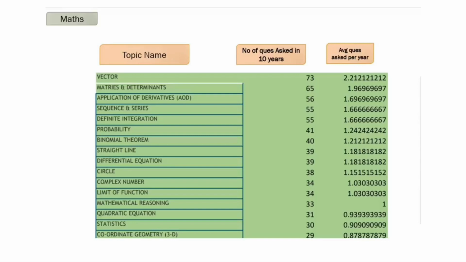matrices and determinants, 65 questions, application of derivatives, sequences and series, definite integration, probability, binomial theorem, straight line, differential equation, circle, complex number, limit of function, mathematical reasoning, quadratic equation, statistics, coordinate geometry. Among these, the easiest chapters are coordinate geometry, which is 3D, mathematical reasoning, statistics, and also probability. These are all the chapters in the green zone in mathematics.